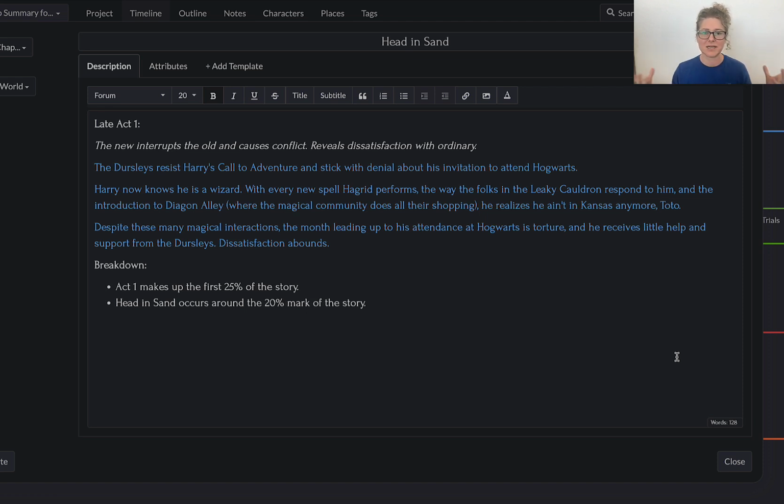So dissatisfaction abounds with the ordinary world. And this idea that Harry is possibly famous, it's not really something he looks at, so he really does bury his head in the sand on that aspect of the call to adventure.